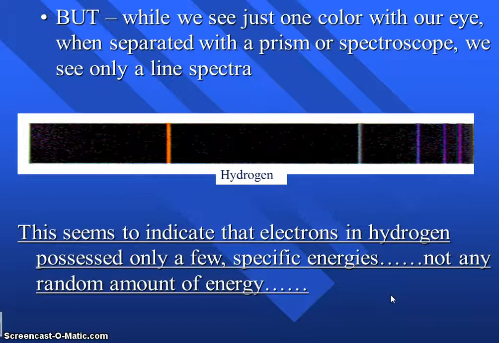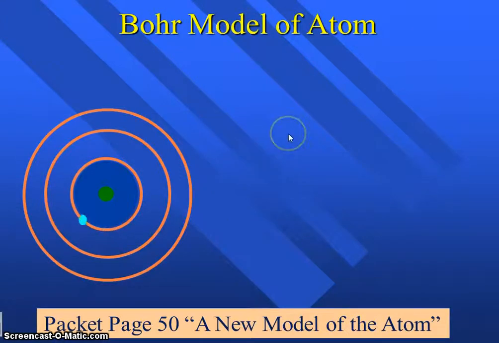Using these observations, they started to build a model of the electron, a model of the atom, to include these observations. The famous model here is called the Bohr Model of the atom, by Niels Bohr. And in his model, notice our electrons aren't just randomly moving around.